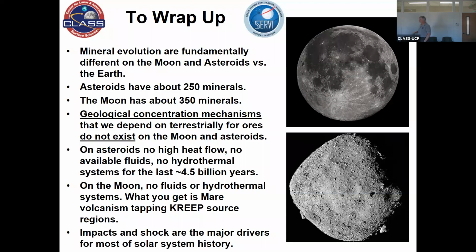On the moon, no fluids or hydrothermal systems. What you get is Mare volcanism tapping KREEP source regions for enhanced incompatible elements on the surface in some of the basins. Impacts and shock, that's what you get today. That's what we've gotten for the last 3 billion years on the moon and 4.5 billion years on asteroids.